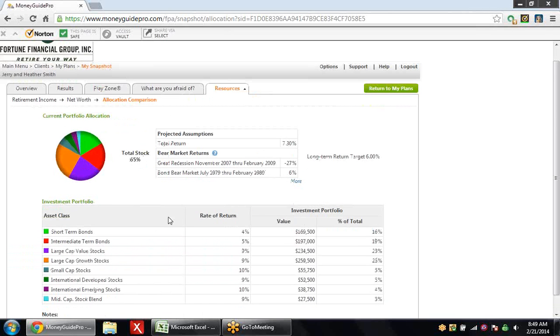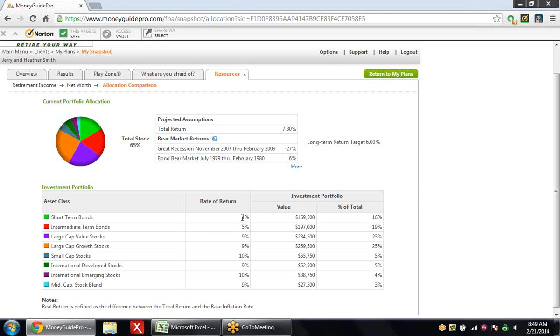Under allocation comparison, this gives you a quick down and dirty of how your money is allocated as a percentage over here on the right. I find that very interesting. And then on the top up here, your current portfolio, it shows, based on your asset allocation, which in this case is 65% in stocks, what the projected rate of return is, in this case 7.3%.